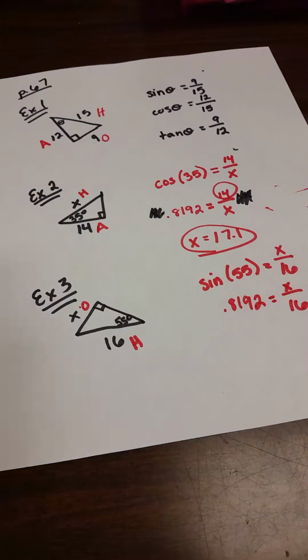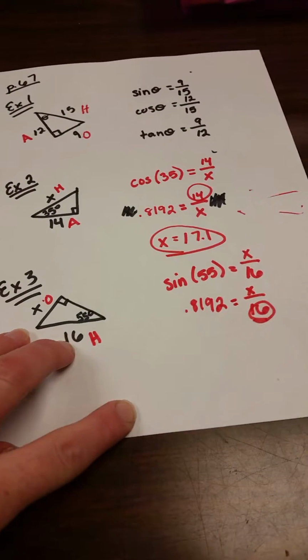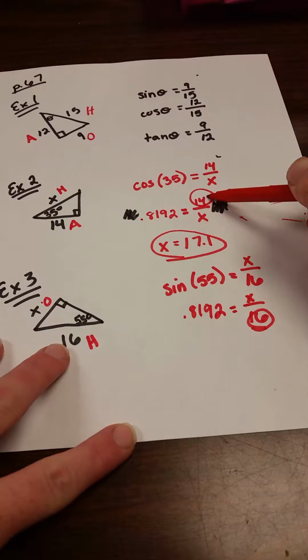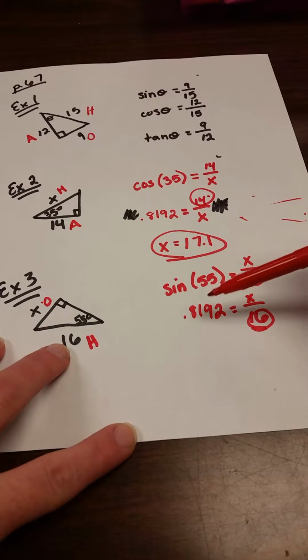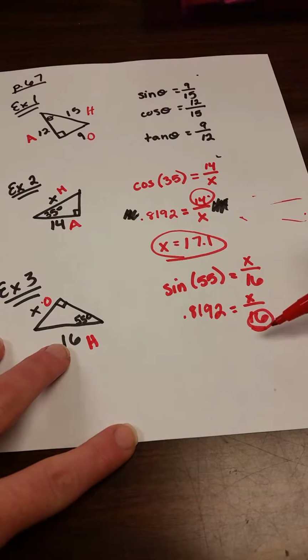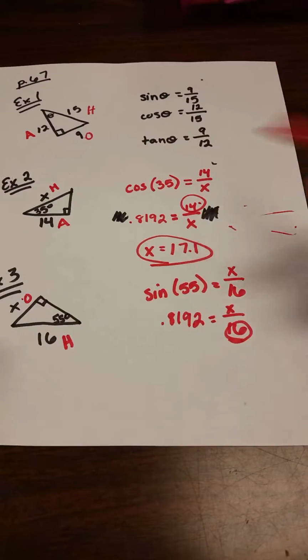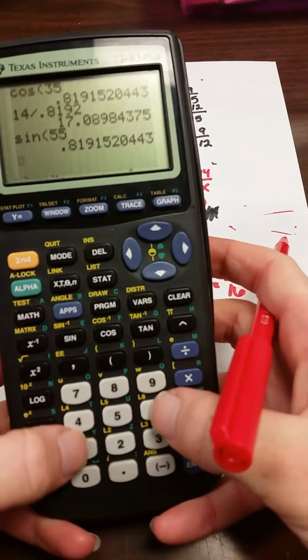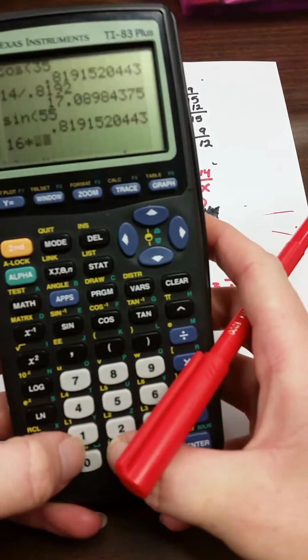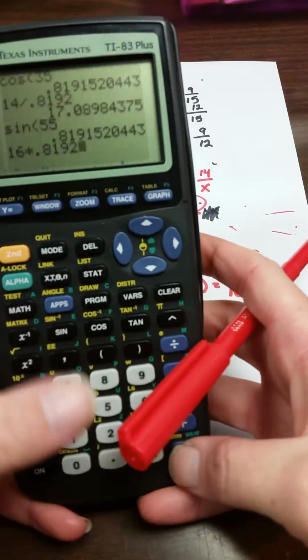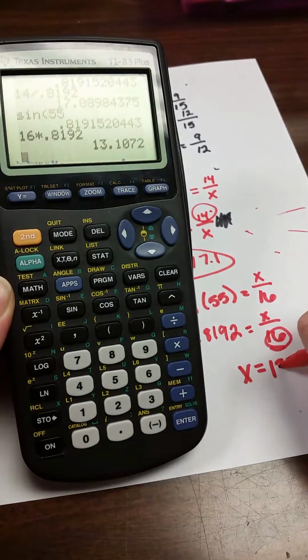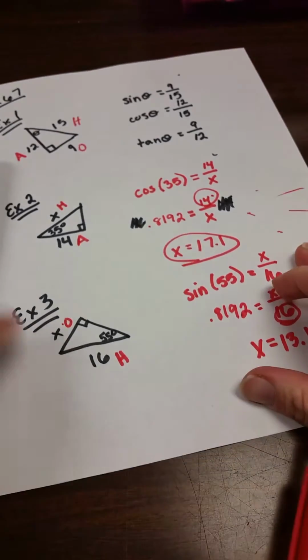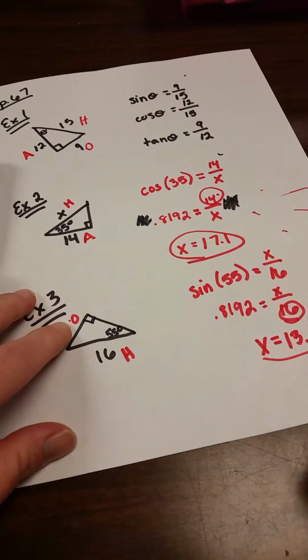Now this time, do you see how my 16 is on the bottom? Up here, 14 was on the top, and we had to do 14 divided by that. Now that our number's on the bottom, what are we going to do with these two numbers to solve for x? You're going to multiply them. So you take your calculator and you do 16 times 0.8192, and you get 13.1, and that's your x. So x is 13.1, which is this side right here.